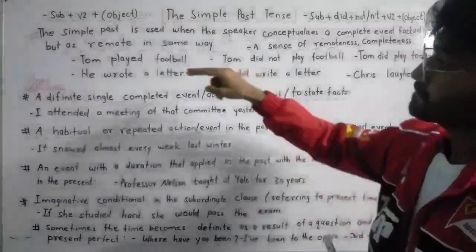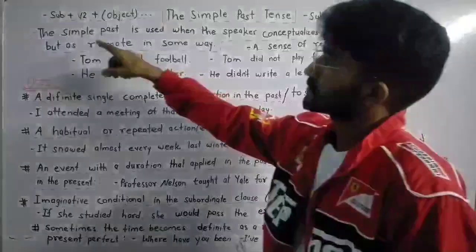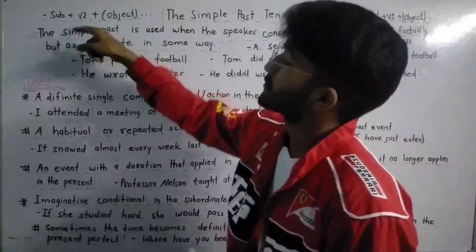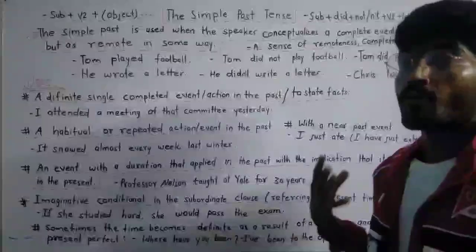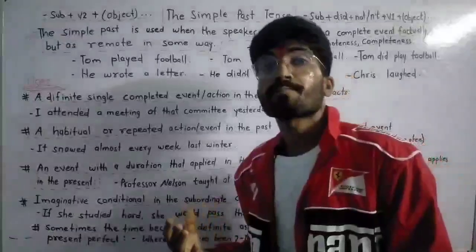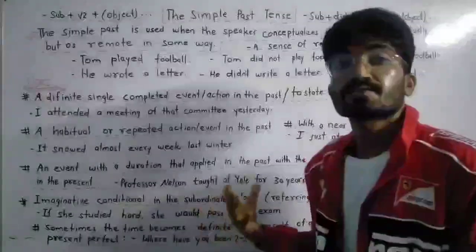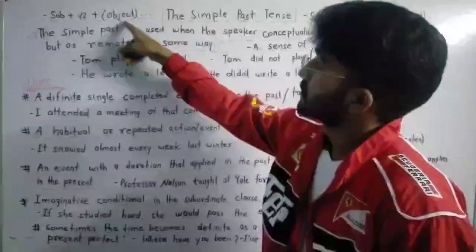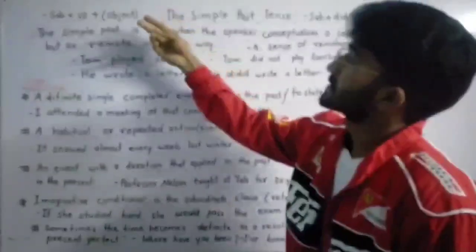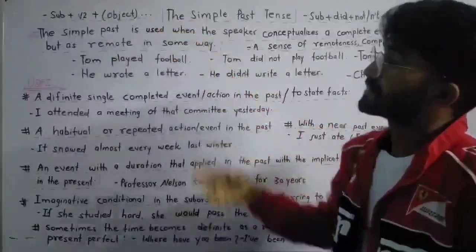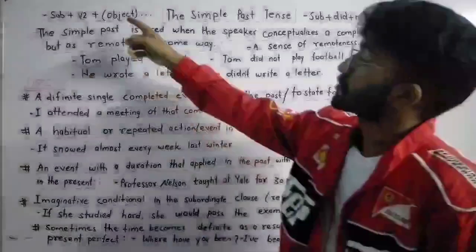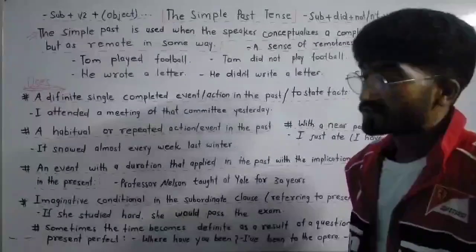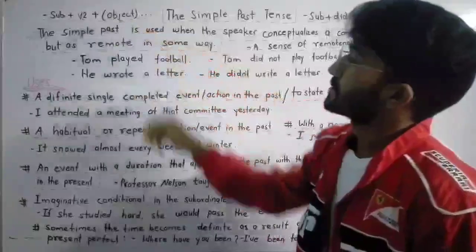Talking about the structure, you can see subject plus verb 2. We use verb 2, and verb 2 is also called the past form. And then object, then other words might be there to complete a sentence. The object is not always compulsory, that's why I have used parentheses here.